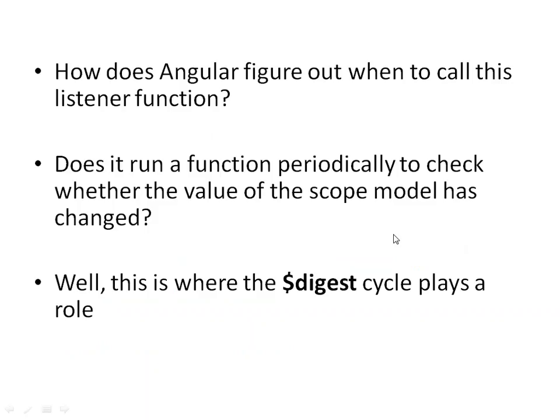Okay, so how does Angular figure out when to call this listener function? It can't keep on calling every time, right? It will be a memory issue. So when it has to actually call the listener function, if we specifically give the watch, it will call at that time. But on its own, does it run a function periodically to check whether the value of the scope model has changed? It can't check that frequently, right? But at some events. So this is where the digest cycle plays an important role.